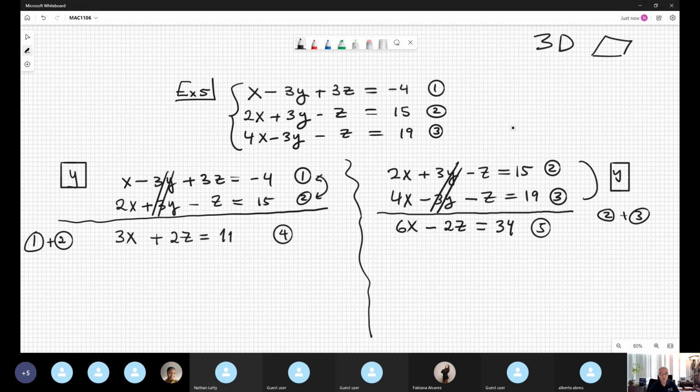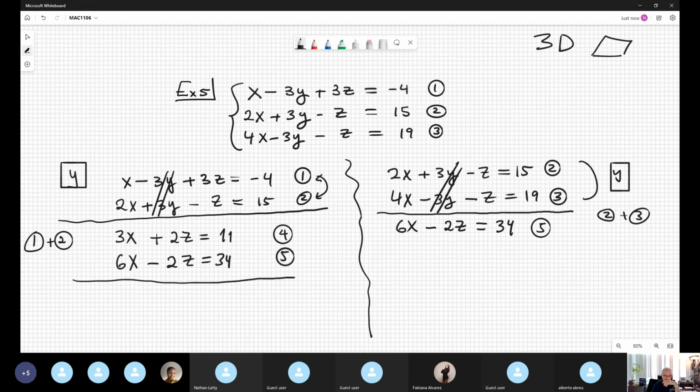And now you put together, sorry guys, it's too long, it's not my fault. You put together 4 and 5: 6x minus 2z equals 34. This is equation 5. And remember, the new equations 4 and 5 are derived from 1, 2, and 3. But at that moment you have one system that contains two variables. Exactly the same as we did in examples 1, 2, 3, and 4. Again, I created a super easy example.